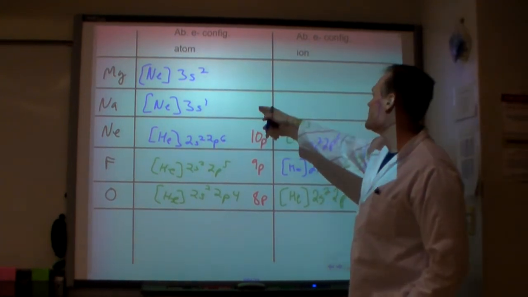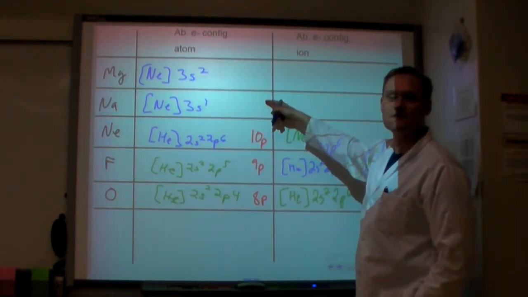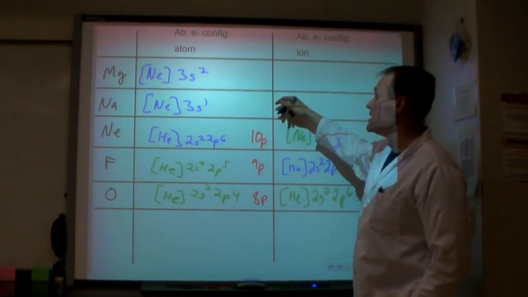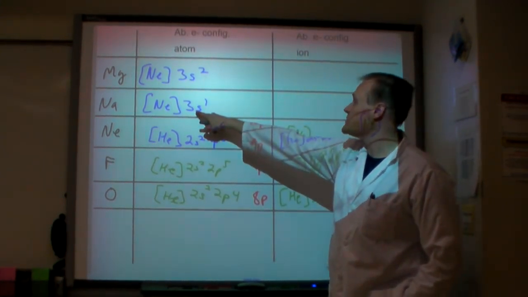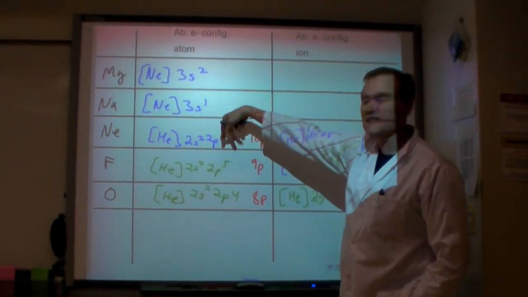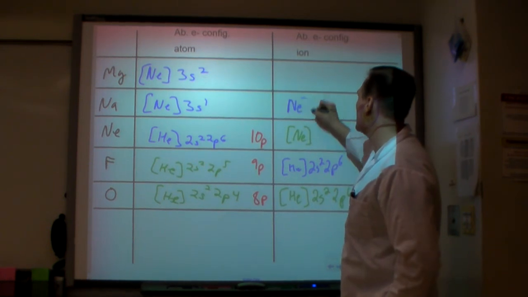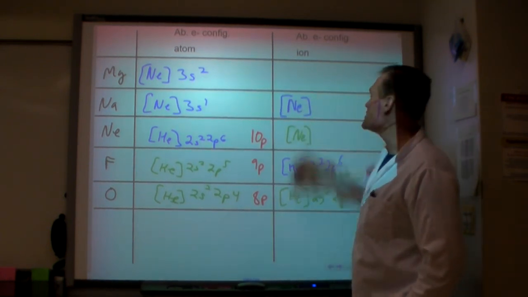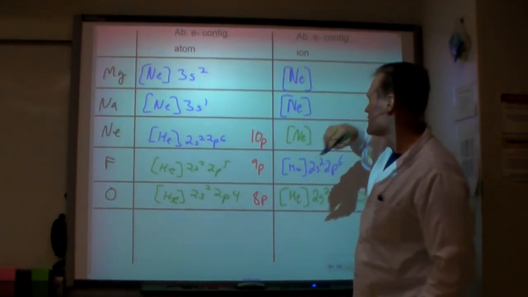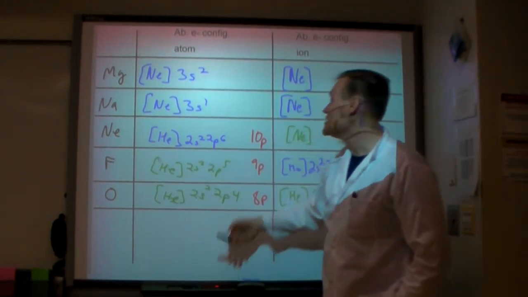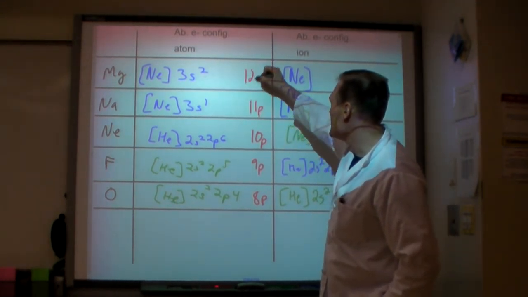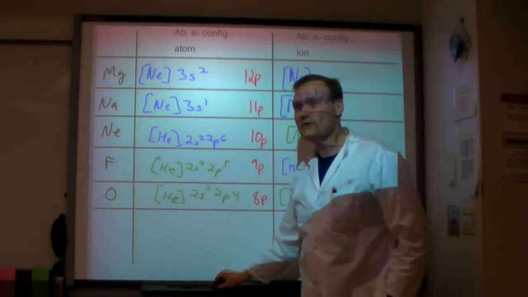What do we end up with for sodium? What happens to it to make it an ion? It loses an electron. When it loses that electron, this one electron goes away, the third energy level is now completely gone, and you end up having Ne as your electron configuration. And the same thing is going to happen with magnesium, where you have Ne as the electron configuration. How many protons are we talking about in each one of those? 11 protons for sodium and 12 protons for magnesium.